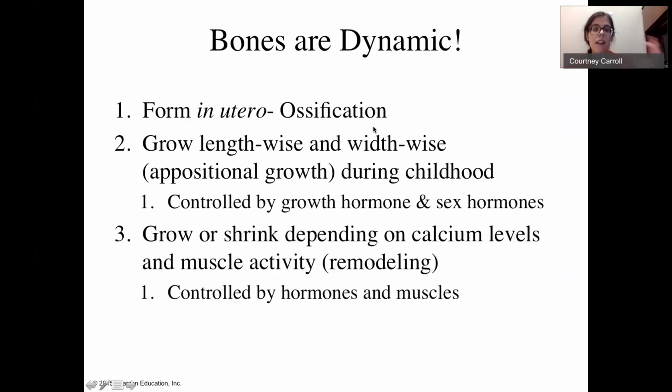Bones are dynamic, and our bones are changing not just in utero through the process of ossification, but through childhood. They're going to grow both lengthwise and widthwise. We call that widthwise growth appositional growth, controlled by hormones, specifically growth hormones and our sex hormones. And in our adulthood, bones can grow or shrink depending on the amount of calcium in our bloodstream, as well as our muscle activity. And we call this adult dynamic bone growth and shrinkage remodeling. And it's also controlled by hormones, but also by our muscle activity. Let's talk about those three processes.